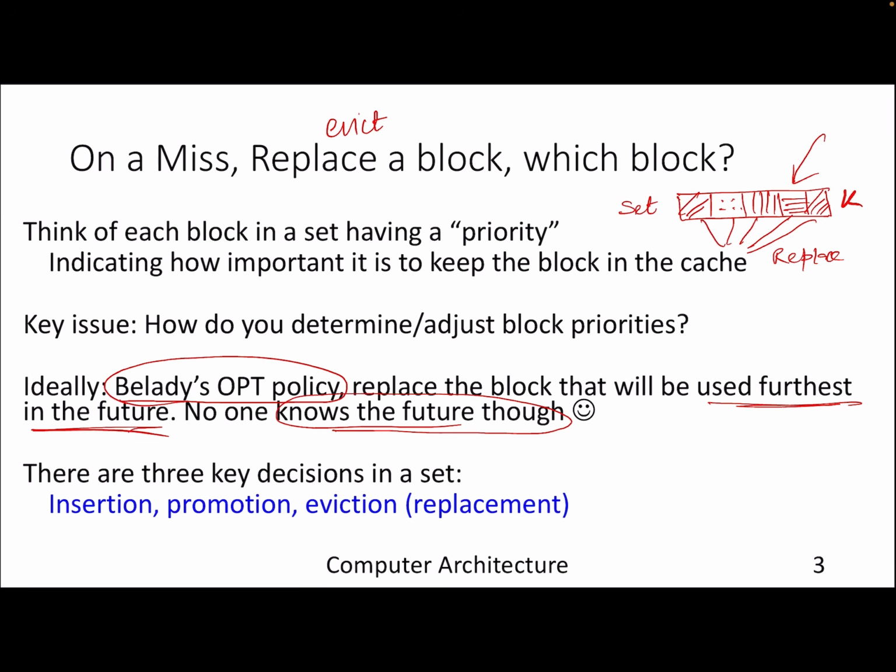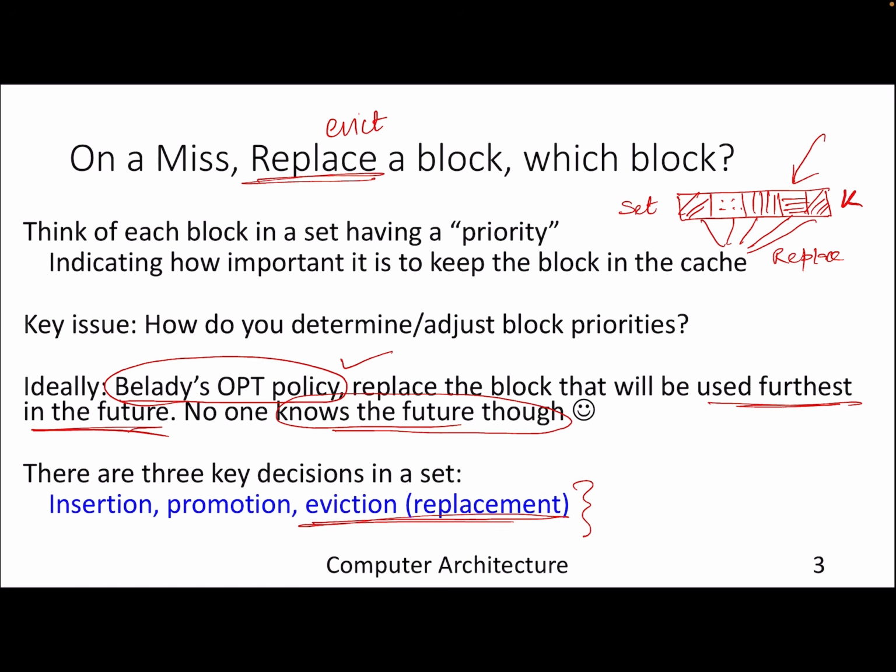So that's why the architecture community tries to come up with heuristics that can provide performance closer to Belady, if not the actual Belady's policy. At a high level, this notion of replacing a block is known as a replacement policy, and it's actually a collection of three sub-policies. So one is the eviction and replacement.